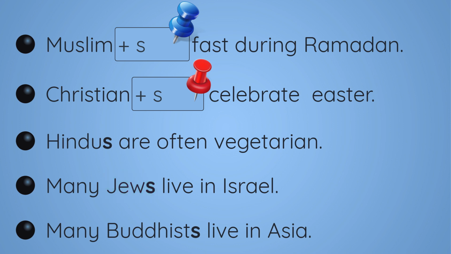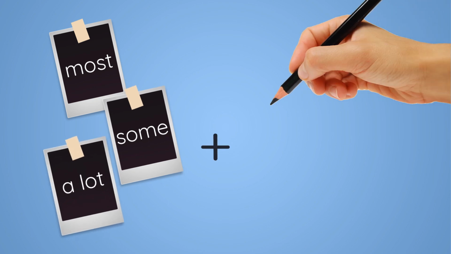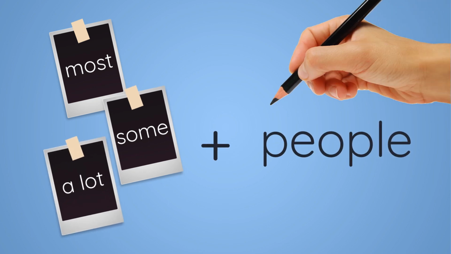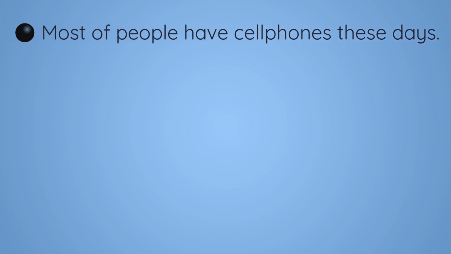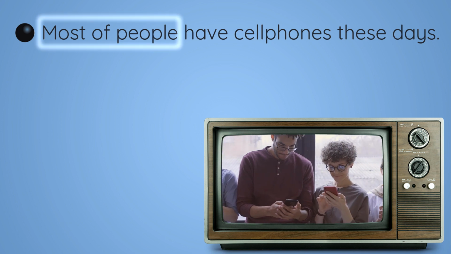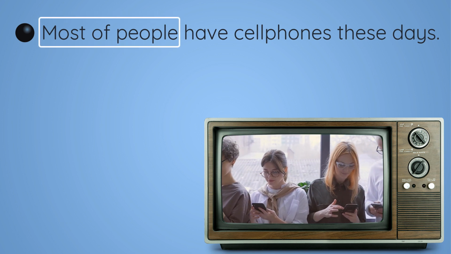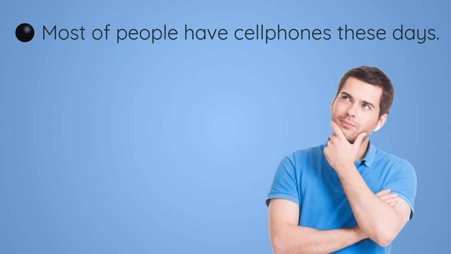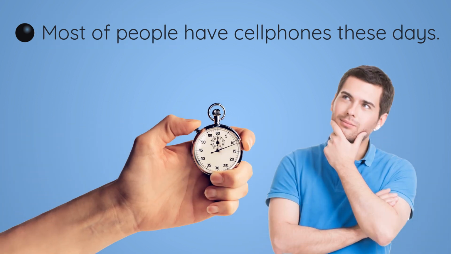Alright, so let's look at some other common mistakes students make. Okay? So another mistake I often see students make in their writing especially, and also sometimes in their speaking, is with most, some, and a lot when they're using these words with people. Okay? So the first example, most of people have cell phones these days. I see students use most of people a lot in their essays. So, what's the mistake here? I'll give you a minute to think about it.